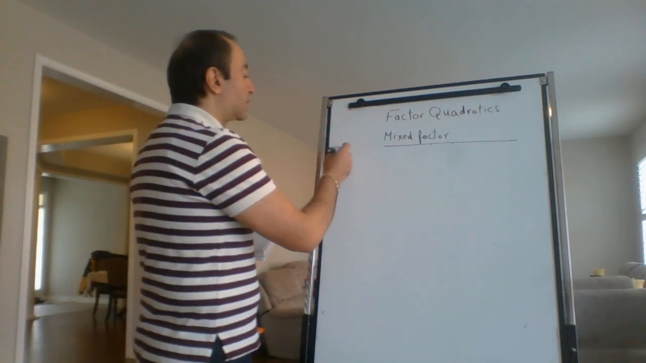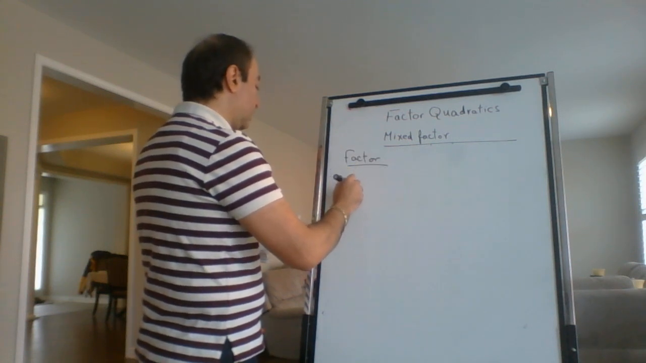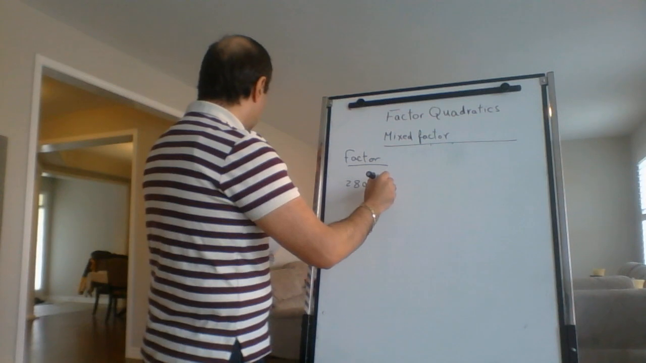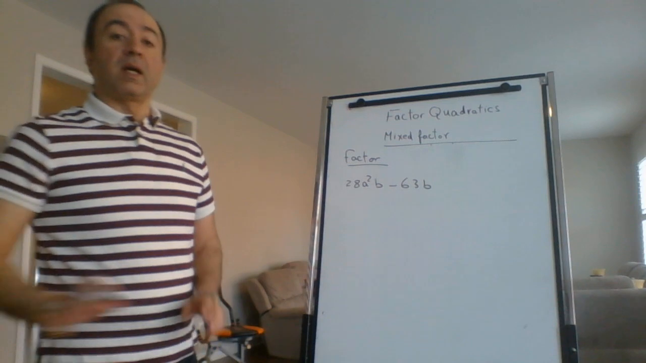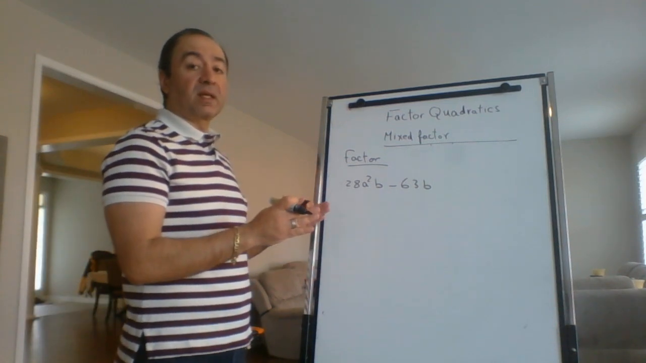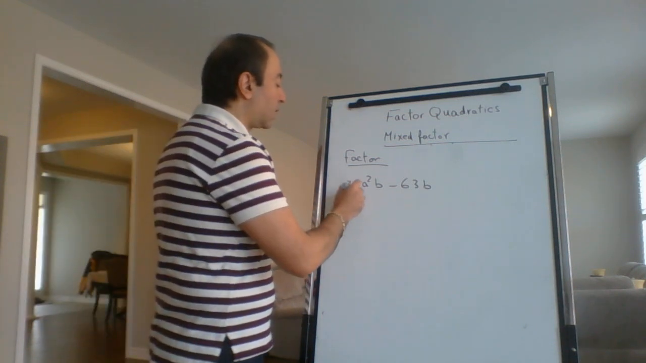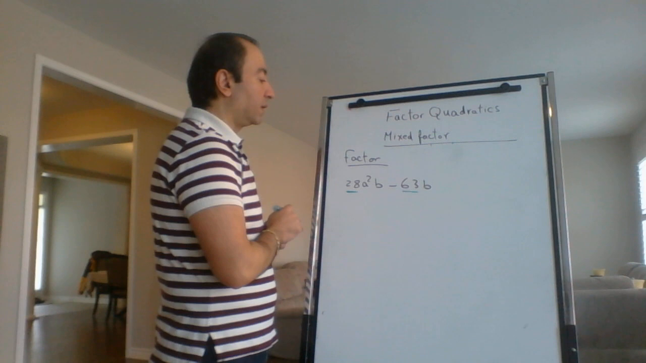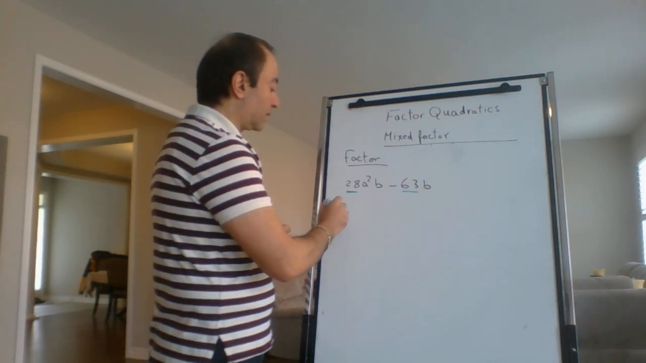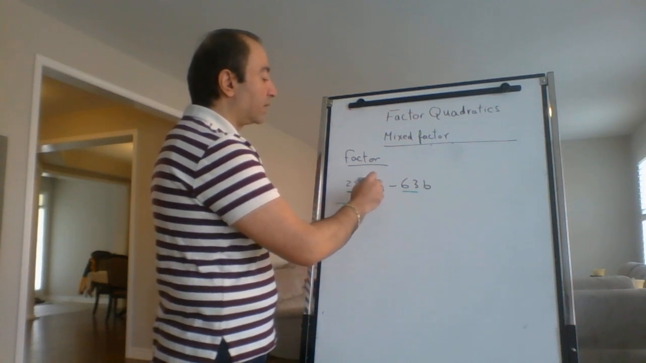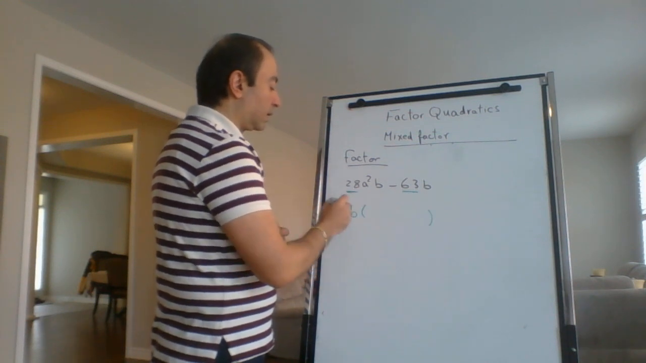So let's say factor 28a squared b minus 63b. So again, we are following the steps. The first step is we try to look for common factors. What is the highest common divisor among 28 and 63? I think it is 7. So 7 out. What is common between a squared b and b? b. Then we divide each term by 7b.